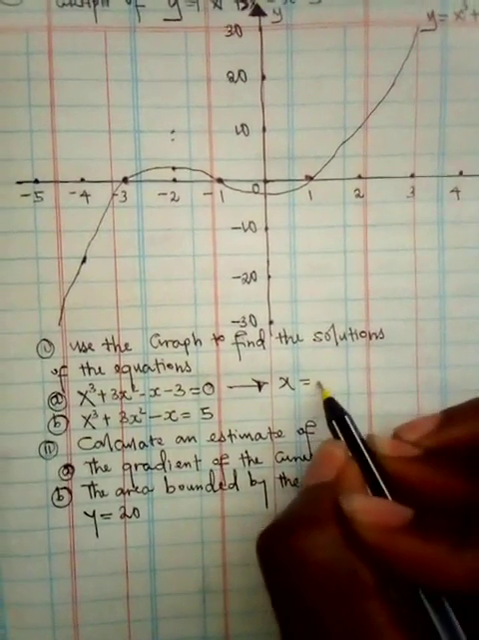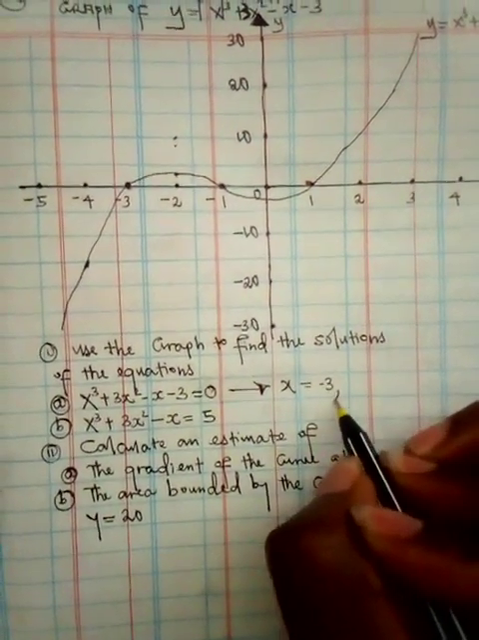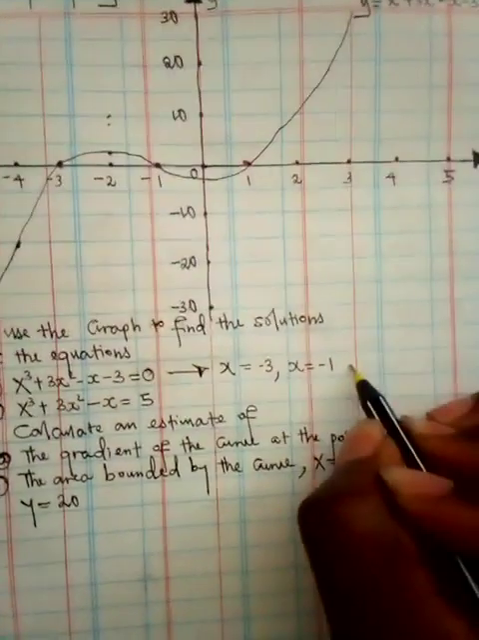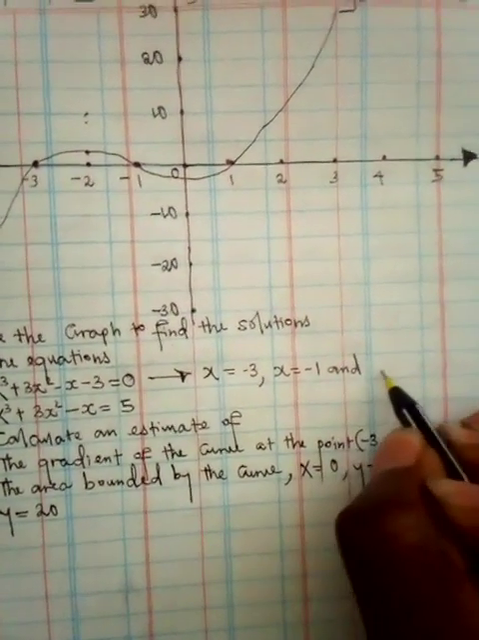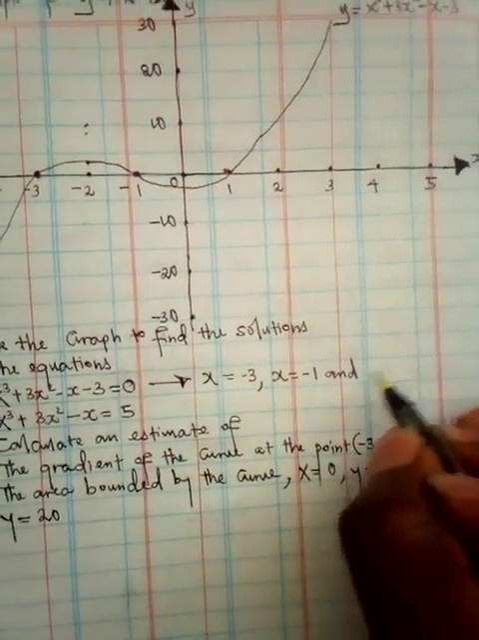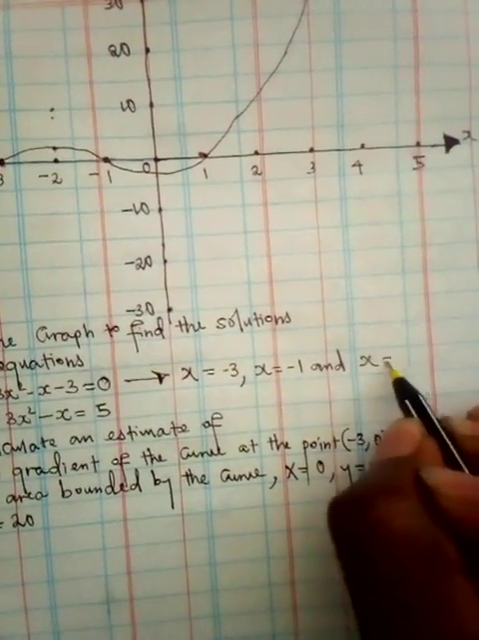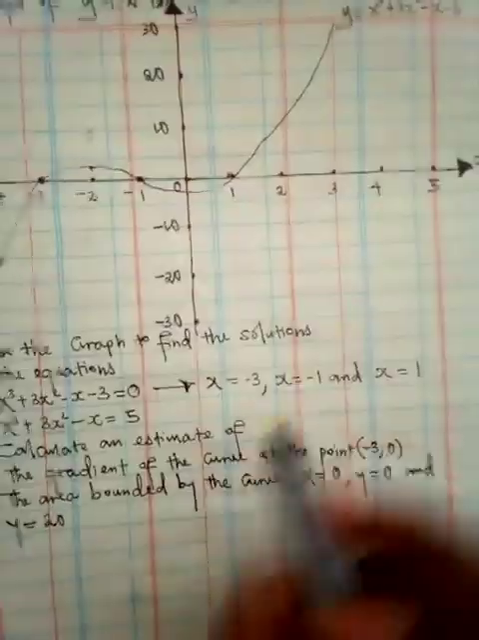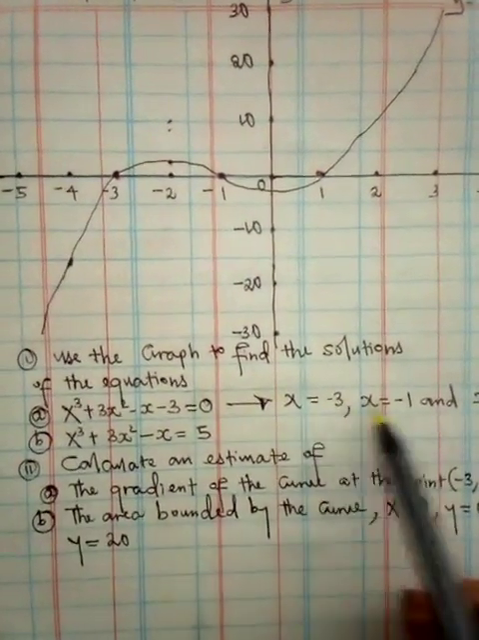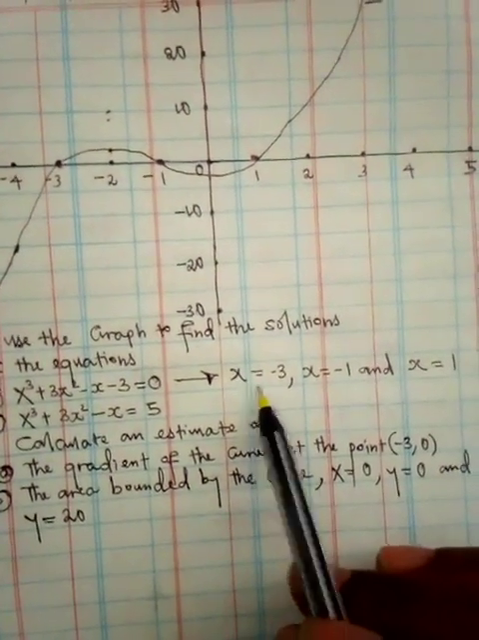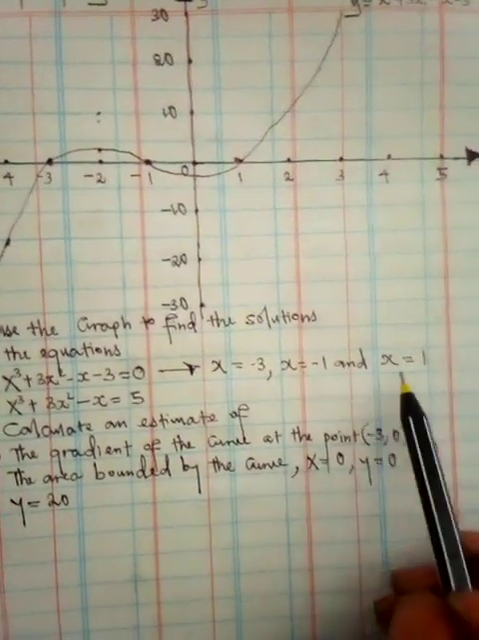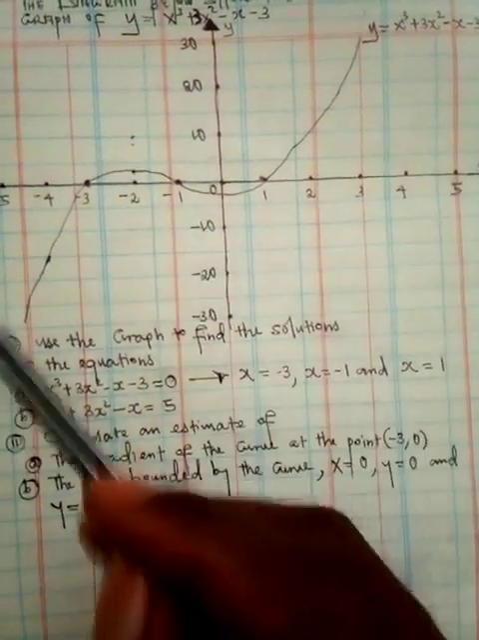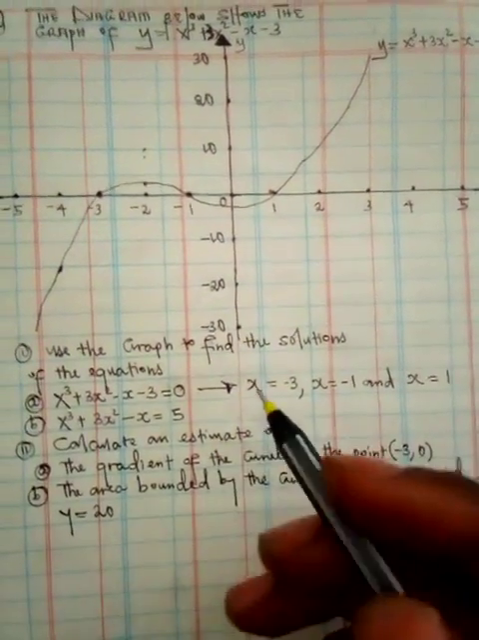So your solutions will therefore be x is equal to -3, x is equal to -1, and x is equal to +1. These are your solutions for this first problem. Just look at where the graph is meeting up with your x-axis.